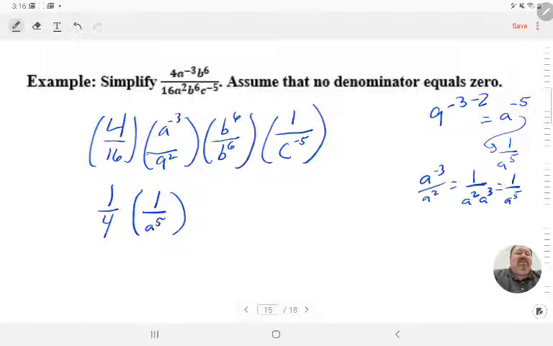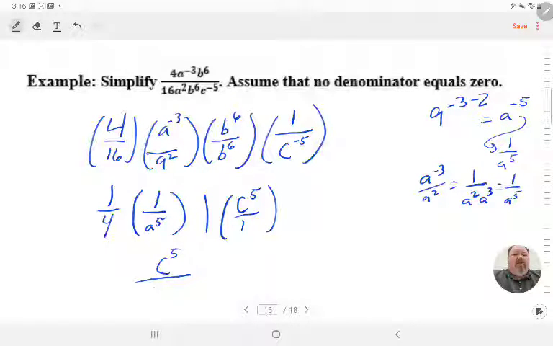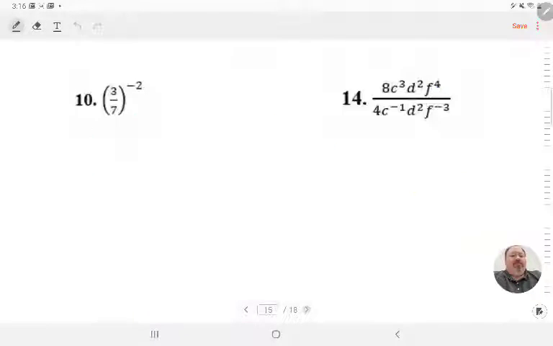B to the sixth over b to the sixth would give me 1, because that would be b to the 0 power, which is 1. And then I would do the reciprocal and have c to the fifth over 1. Now, I multiply those all across, and I get c to the fifth power over 4a to the fifth power. Okay? All right. Let's try this first one, and then you can do number 14 and come back and see how you did.